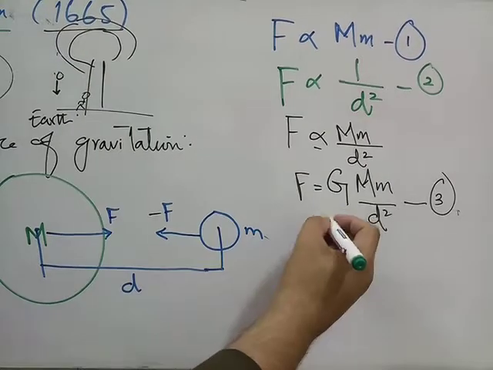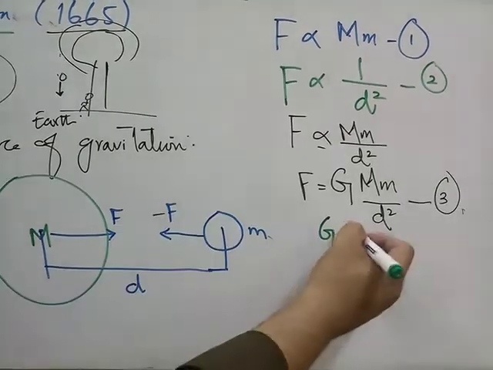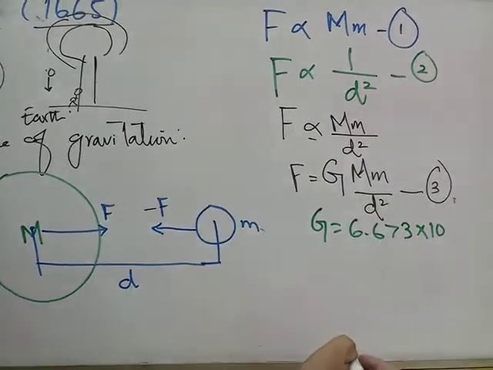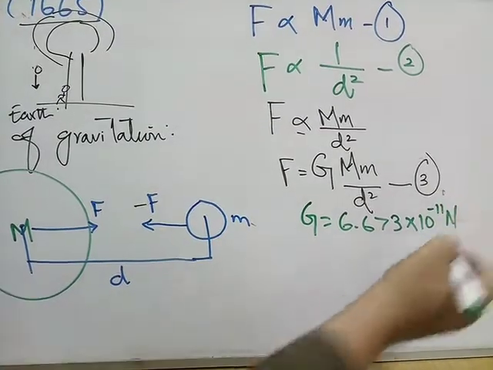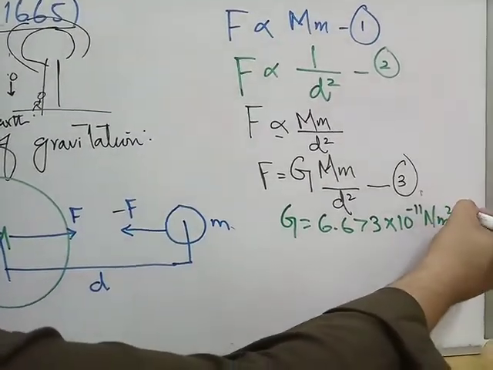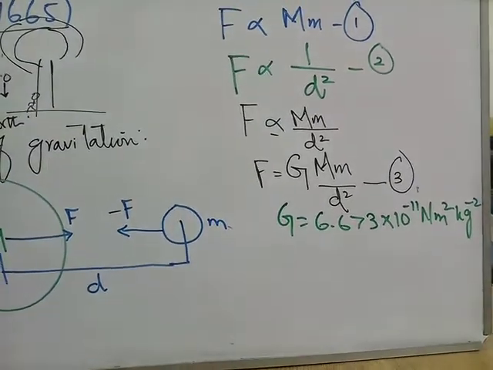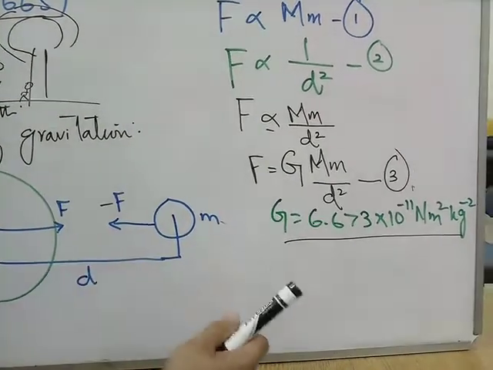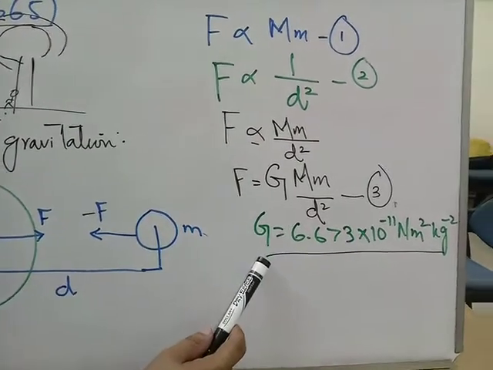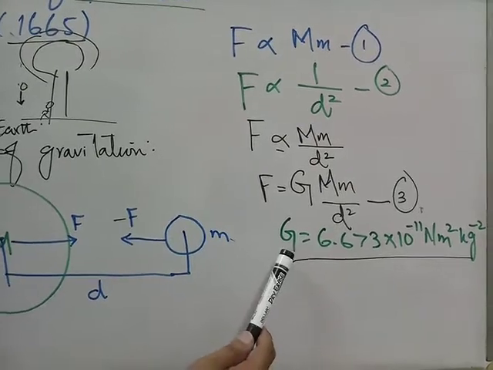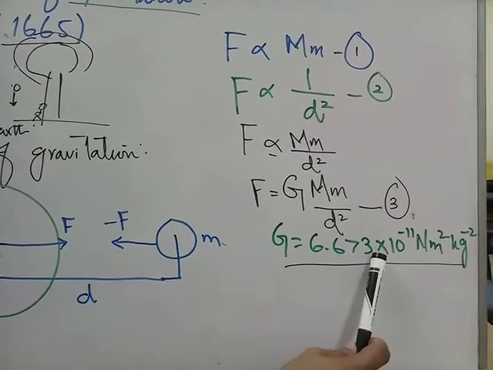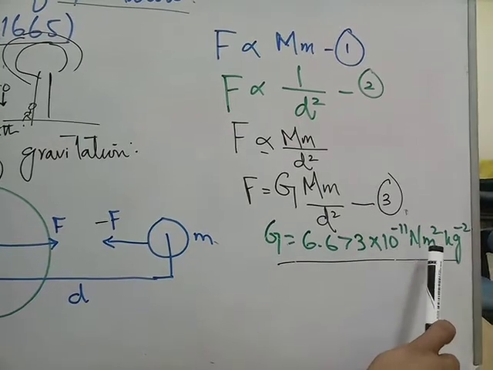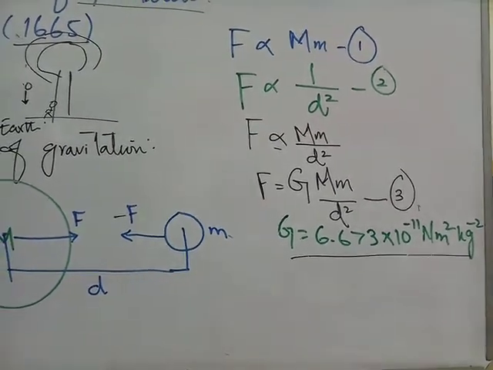The value of G, capital G, is equal to 6.673 times 10 raised to the power minus 11 Newton meter square per kg square. So students, remember this value. The examiner may ask this value in your annual exam in the form of an MCQ: what is the value of gravitational constant G. The value of G is 6.673 times 10 raised to the power minus 11, and the unit for this gravitational constant is Newton meter square per kg square.